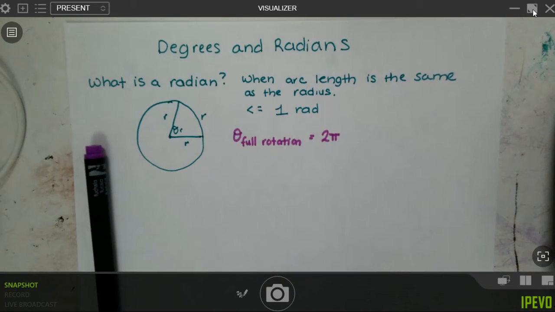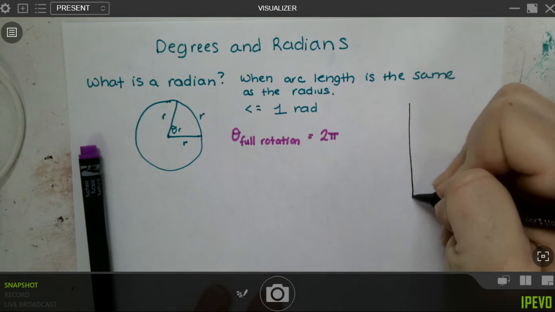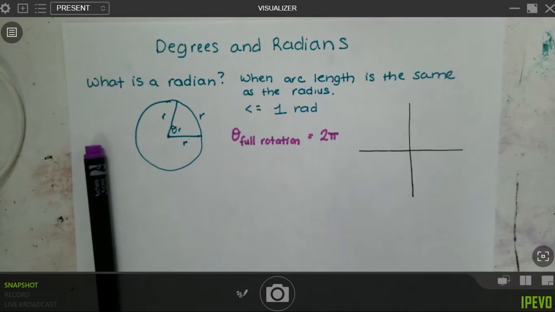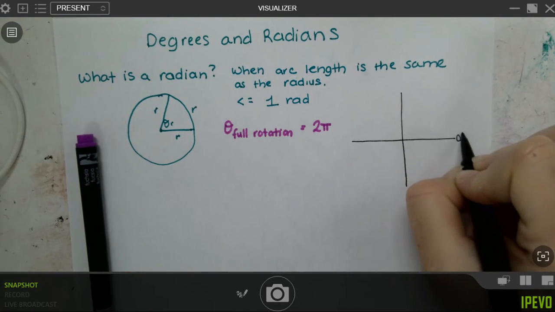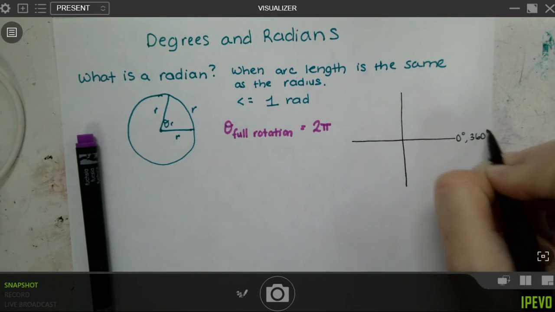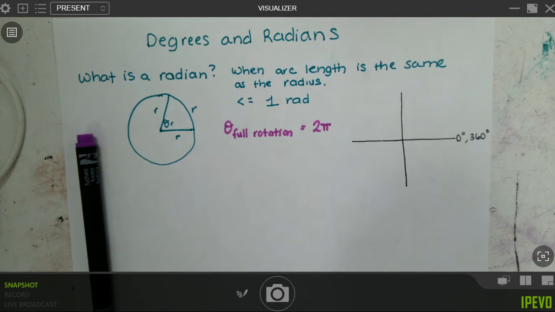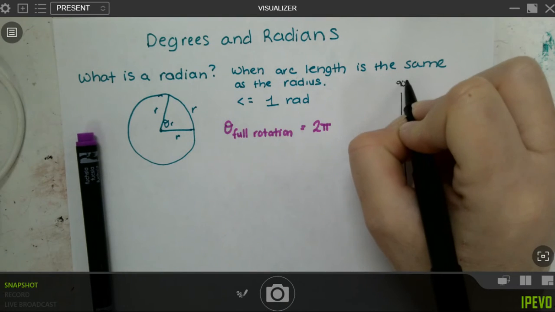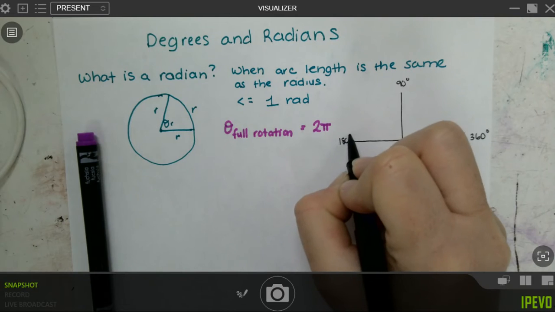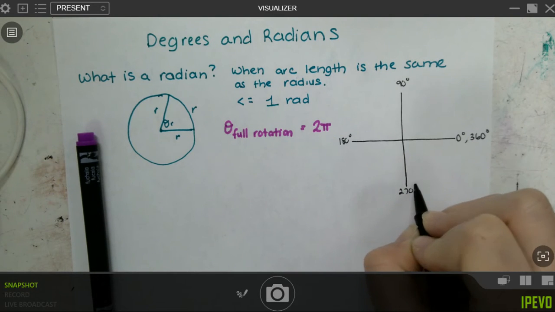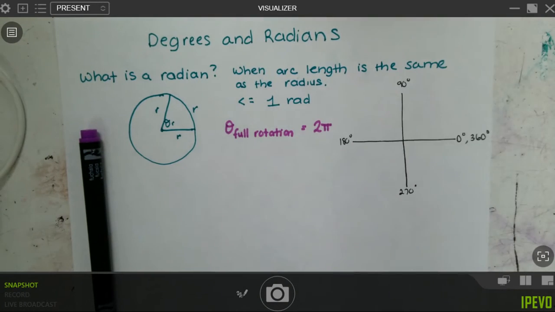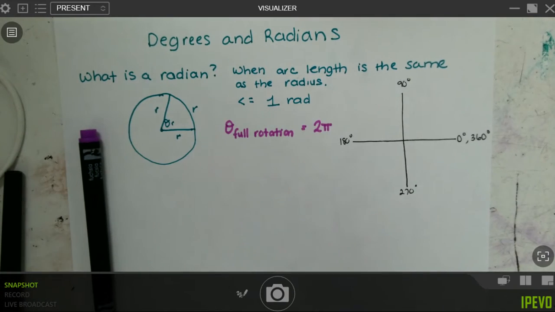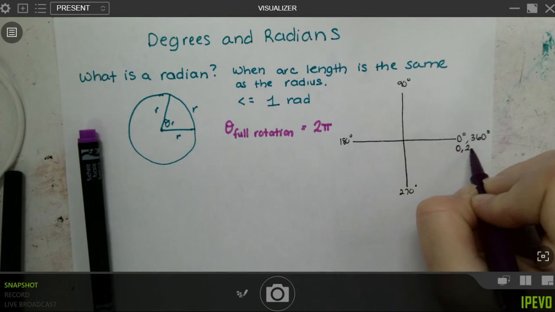Now think about that with regard to our coordinate plane and what we've been doing so far. So far, we've been using 0 to 360 degrees being a full rotation, with 90, 180, and 270 being the other kind of axis points. But in radians, a full rotation is 2 pi. So it's either 0 or 2 pi here.